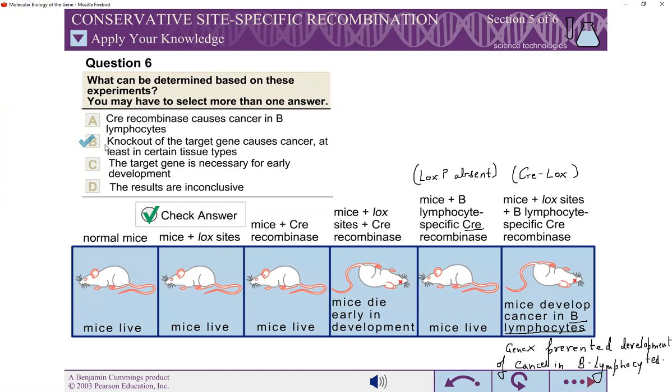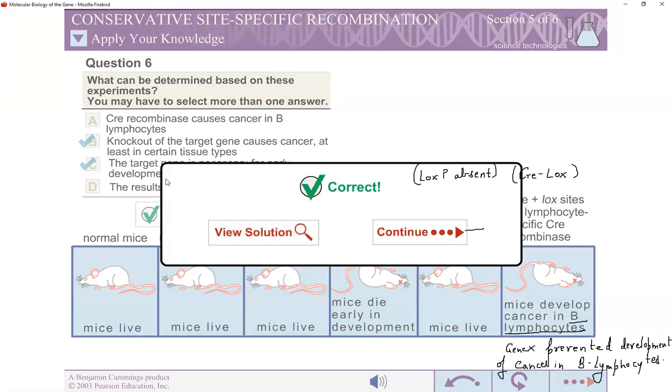Results are conclusive. The Cre recombinase along with the lox is going to cause the cancer. Now, correct. So the target gene was essentially required in early development. The knockout of the target gene causes cancer, at least in certain cells, and that one was referred to as the B lymphocytes.